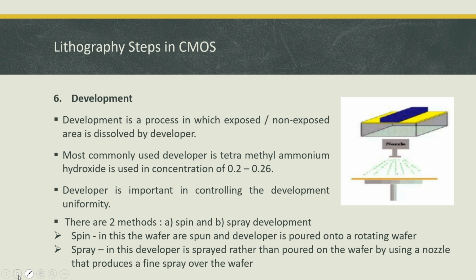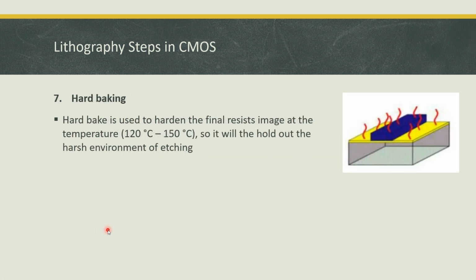After that, the seventh step is hard baking. The hard bake is used to harden the final resist image at a temperature of 120 to 150 degrees centigrade, so that it will withstand the harsh environment of etching.